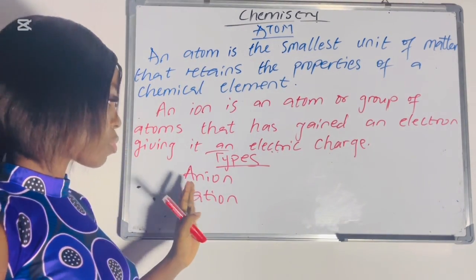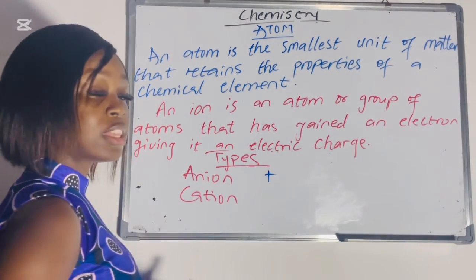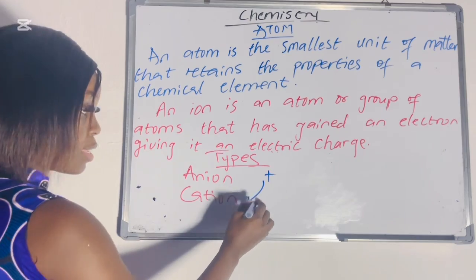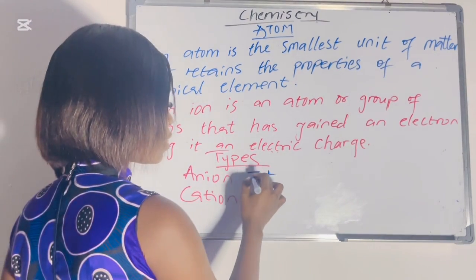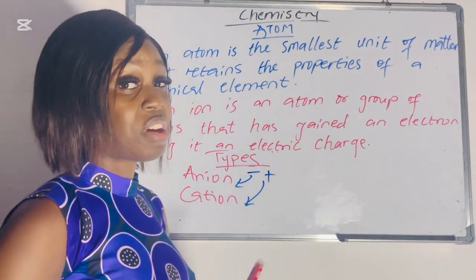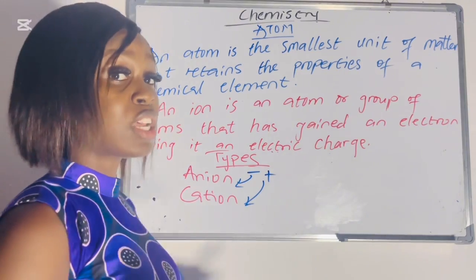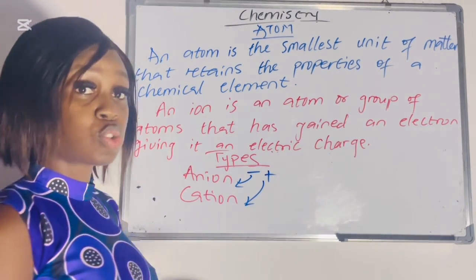So if we have a positive charge, that means it is a cation. And if we have a negative charge, that means it is an anion. Most times it's very, very confusing. You might not remember which one is positive. It's not like you don't know it, you know it, but it will be twisting.